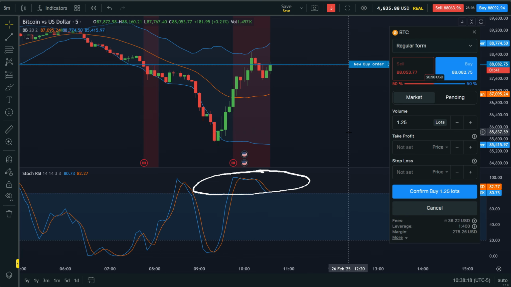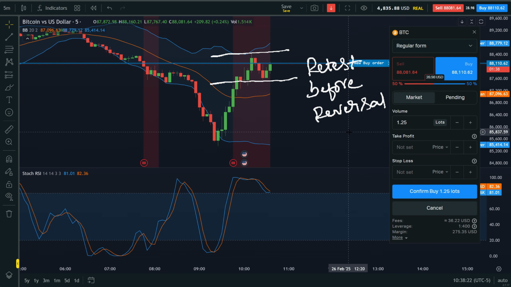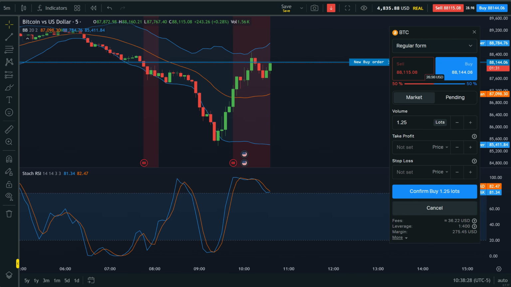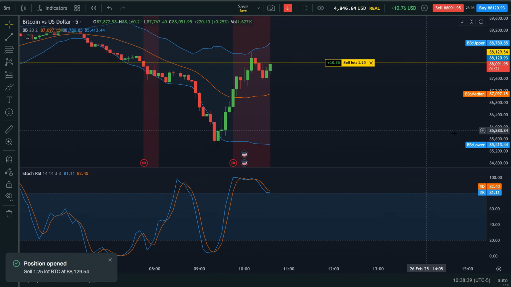Now, here's an important point to remember. During a price reversal, the market often retests the key levels before making a decisive move. I've noticed this pattern happens frequently, and that's why I always wait for the retest before entering my trade. This way, I can confirm that the reversal is valid and avoid false breakouts. Since both indicators are giving me strong confirmation and I see the expected retest happening, I'm now confident in my setup. So with all these signals lining up, I will enter a sell trade right here and take advantage of this market movement.